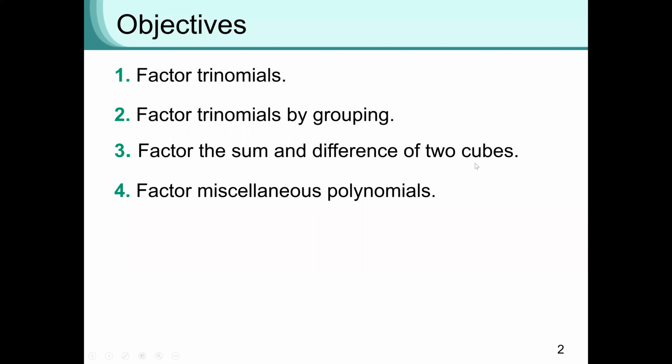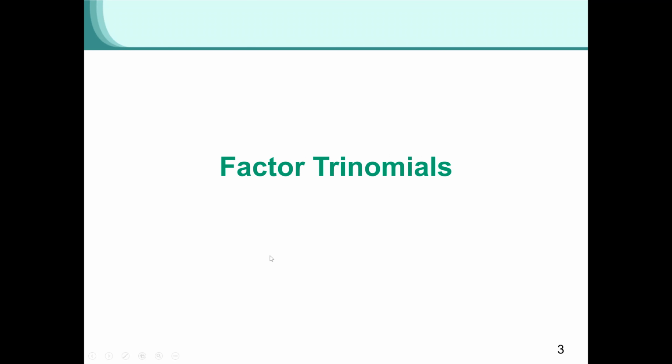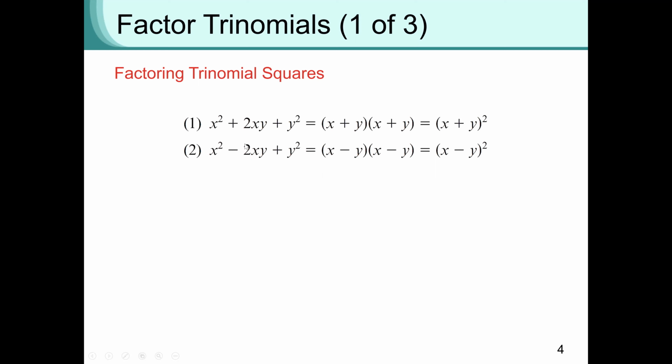This is a special formula we use. And also examples of factoring different types of polynomials. So to factor trinomials, we have factoring trinomial squares. Here we have a perfect, normally we call this term a perfect square.